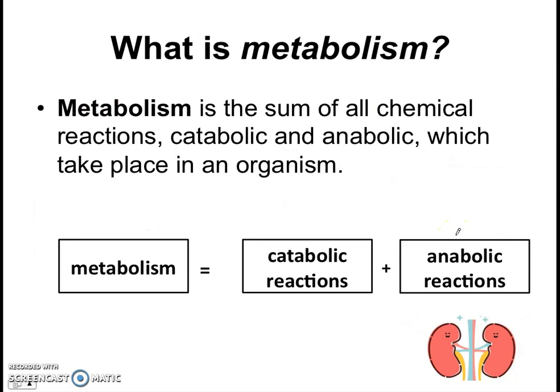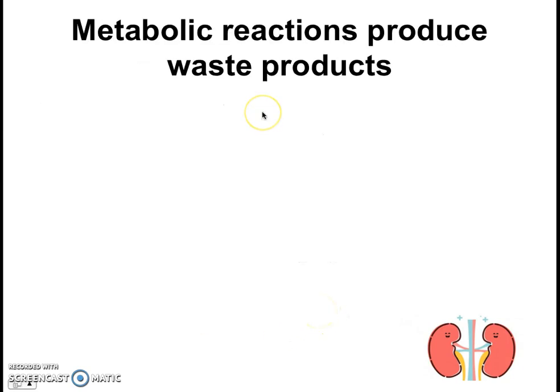So what then is metabolism? Well, metabolism is the sum of all the chemical reactions which take place in an organism. So all the catabolic reactions and all the anabolic reactions in an organism happening continually, that is the metabolism of the organism. So the organism's metabolism is made up of all the catabolic and anabolic reactions which take place inside it. So there are all these metabolic reactions taking place in your body, and they are all needed for you to survive, for your cells to survive.